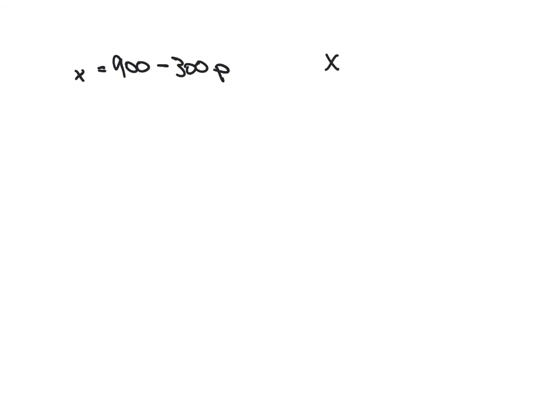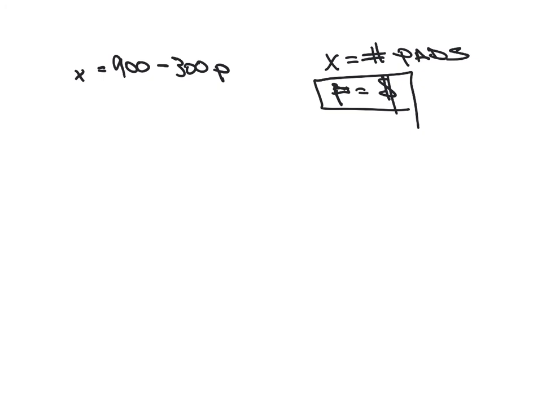So remember, X, they told us, was the number of sketch pads, and P is the price that they were going to sell them at. So what are they looking for? They're looking for how much they need to charge. What price should they charge if they want to sell what? A certain number of pads. So what did they tell you the number of pads was? 525. Well, the number of pads is what X equals. So X equals the number of pads, which is 525. So they told you what X is.